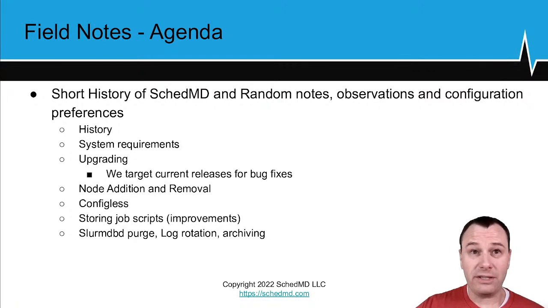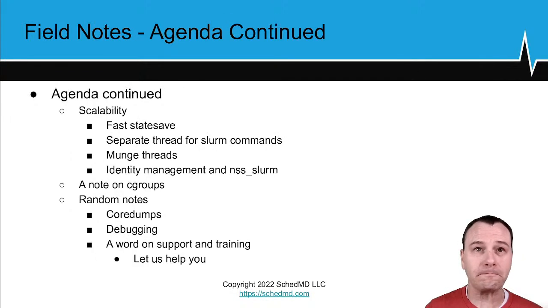Next, we'll be covering the history of Scalability and Slurm to better understand the company and the developers behind Slurm, the best practices when upgrading to newer versions of Slurm, adding and removing nodes, a feature we see more and more adopted called Configless, a feature of storing job scripts and improvements to that feature, Slurmdbd purge, log rotate, and archive. A few notes on scalability and what you should be aware of, a quick note on Cgroups, and a few random notes on coredumps, debugging, and finally, our support offering.